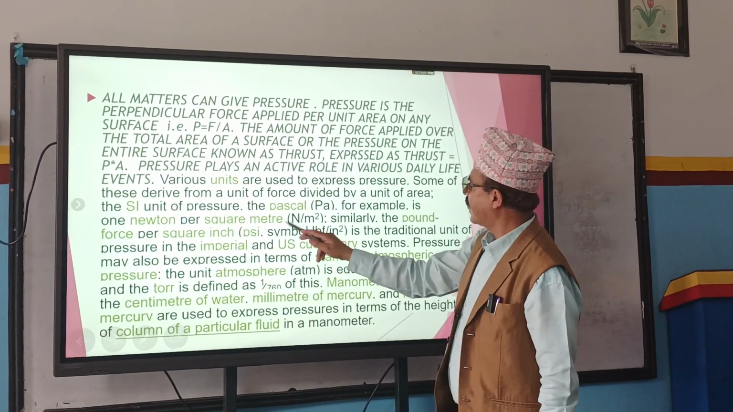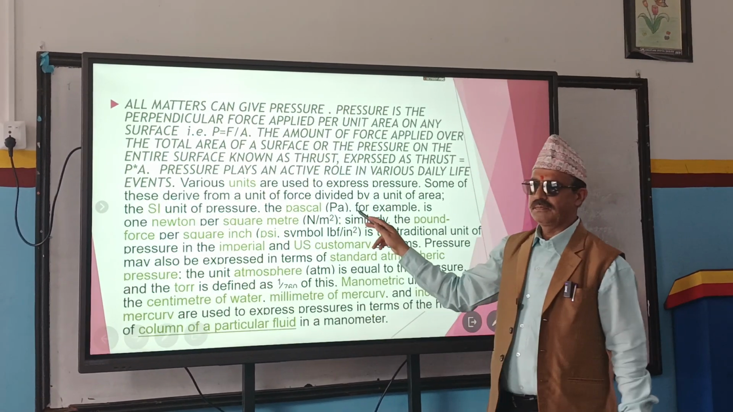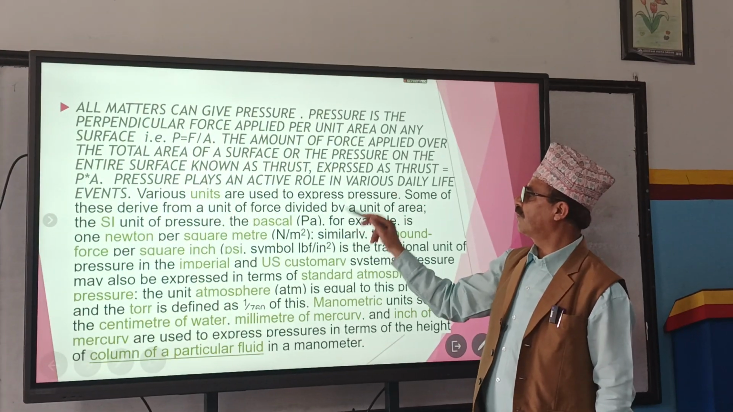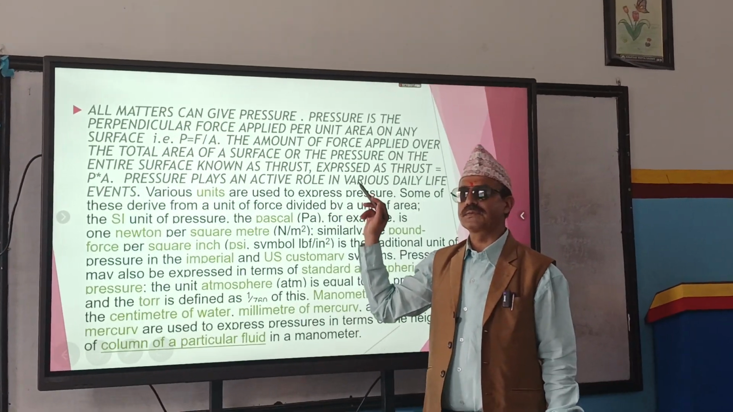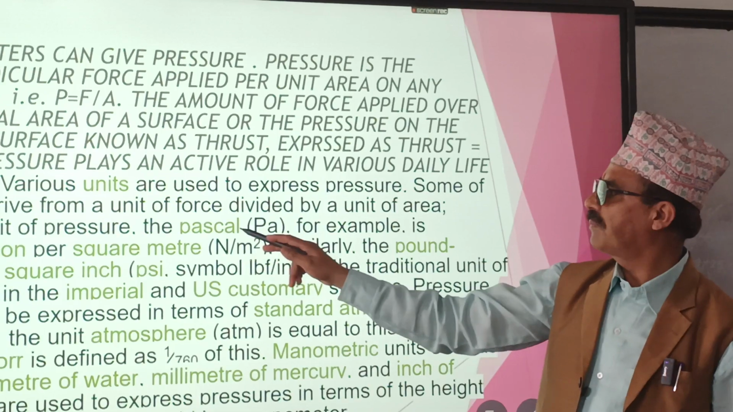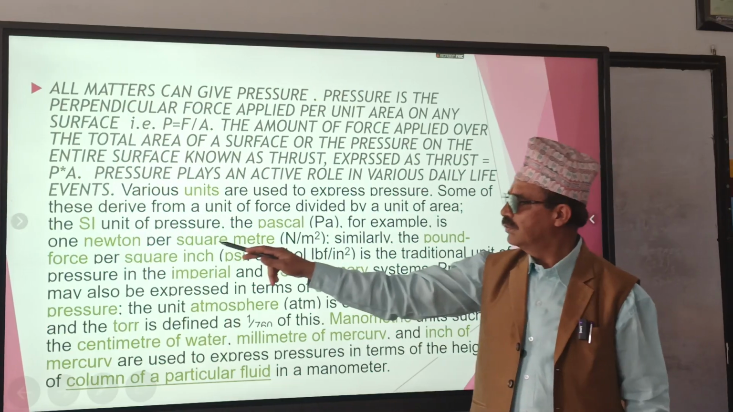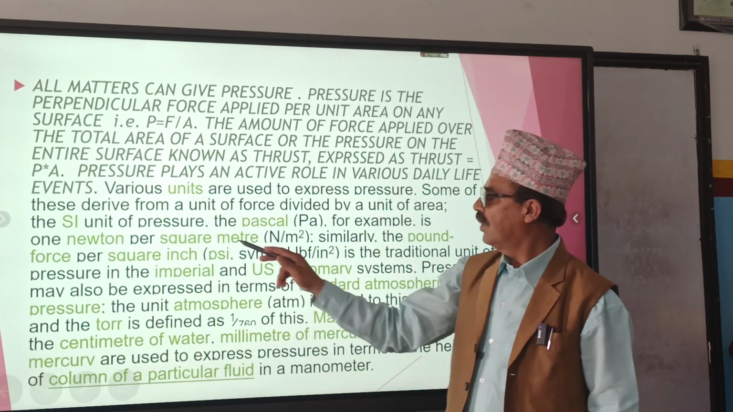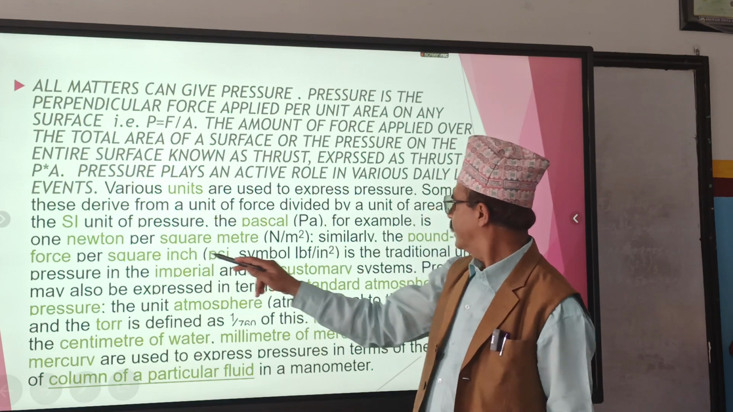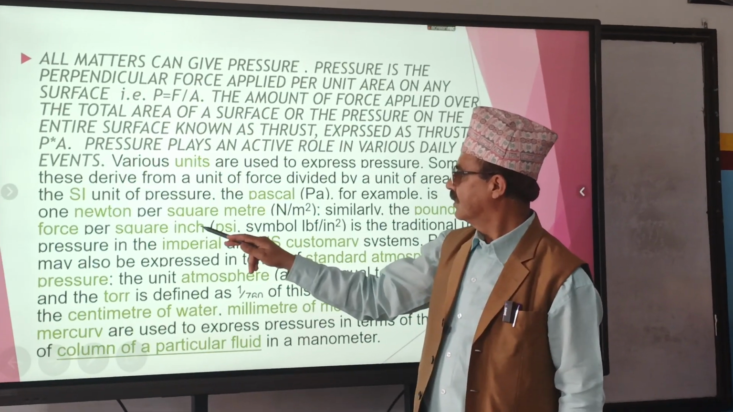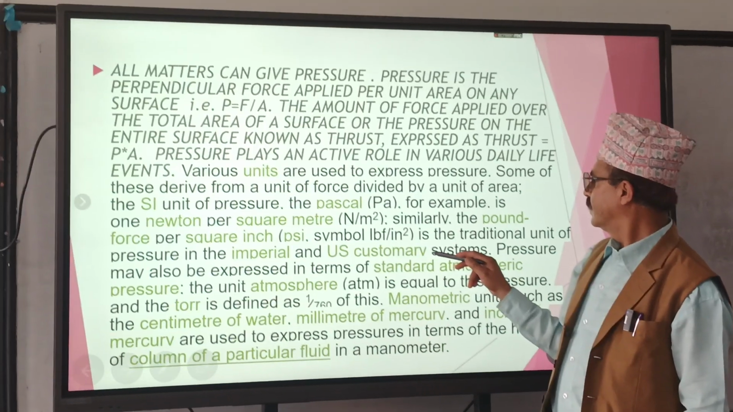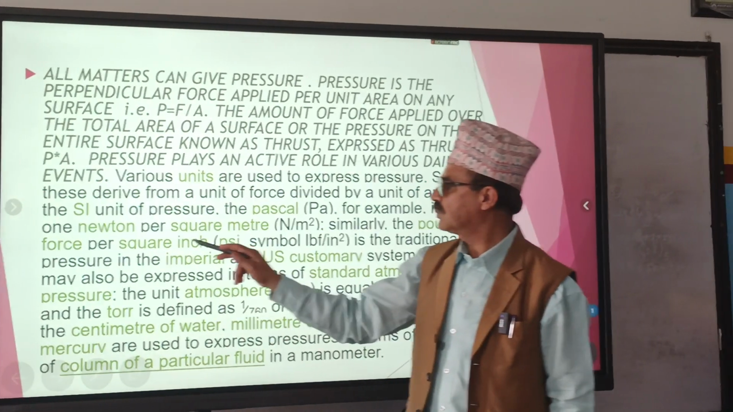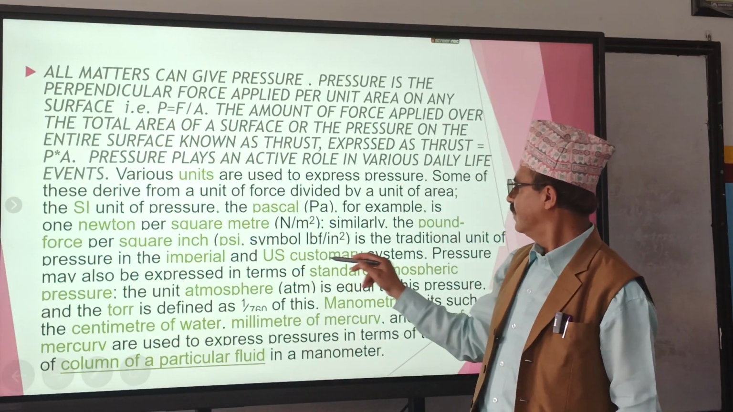Other units of pressure are, see, one is Pascal. Here we have to remember force acting per unit area is pressure. SI units are Pascal or Newton per square meter. Or pound force per square inch, PSI.